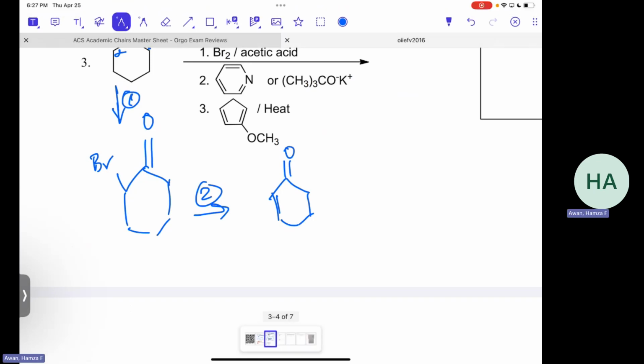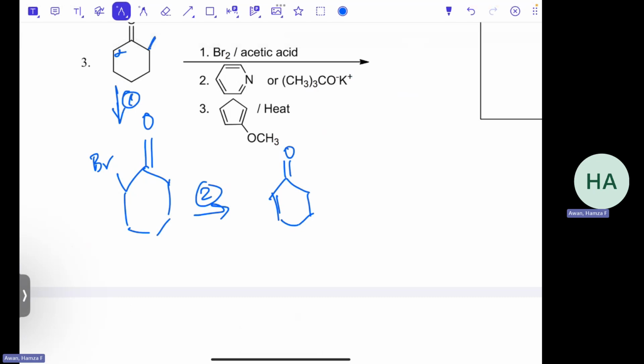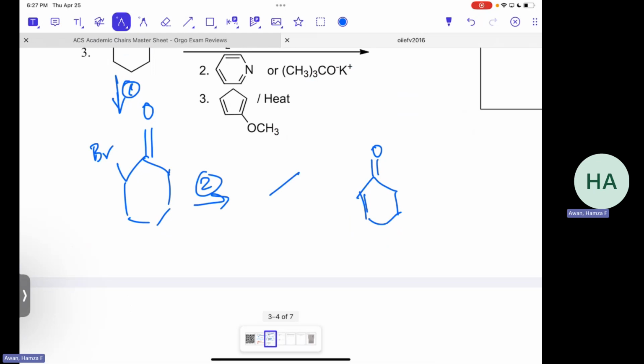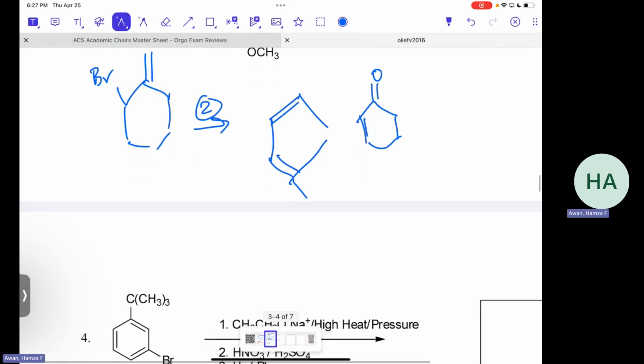And then in our third step, we have a diene with the methoxy group in heat, and what we've just created could be a dienophile. So whenever we have this reaction, all we really need to do is just put it together. So I'm going to move this over. Usually it's easier to identify it like this, so that you have something to work off of, at least for me.